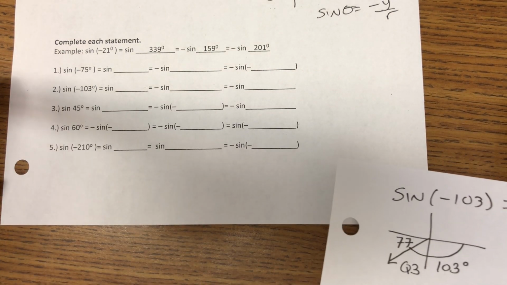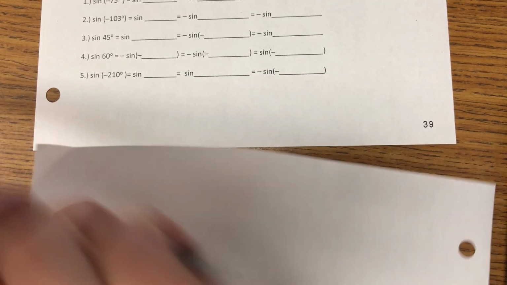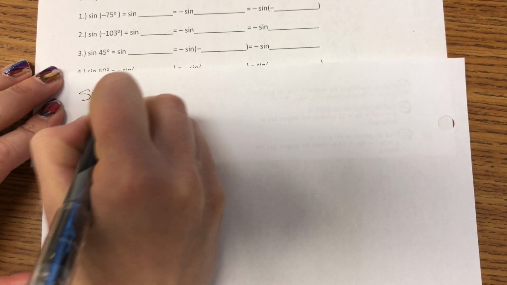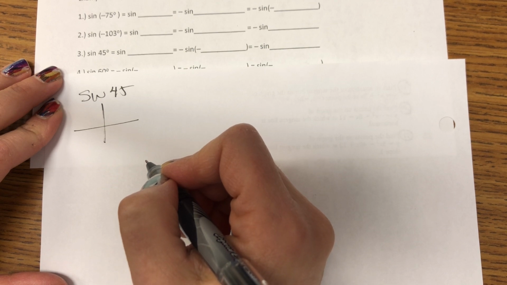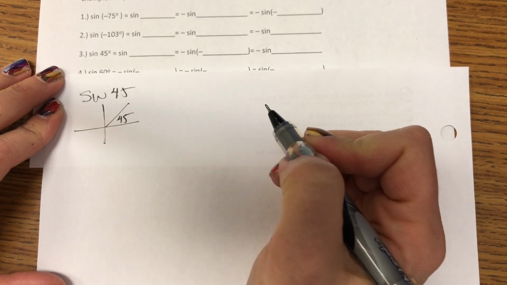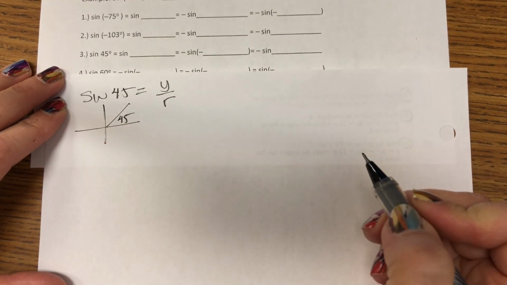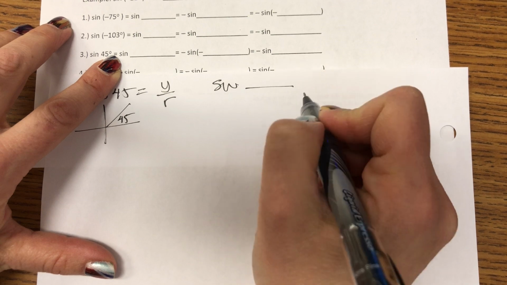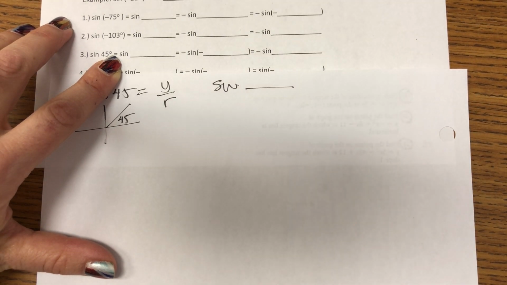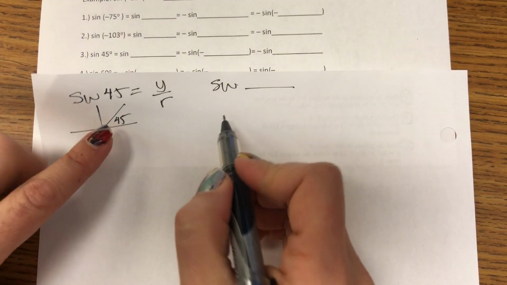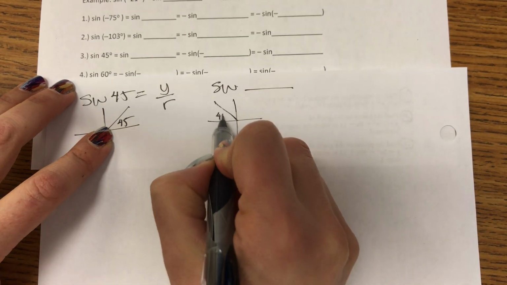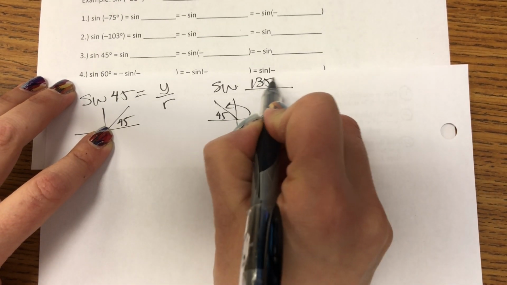All right, let's do one more. Let's do sine of 45. That is in the first quadrant. So this is a positive y over r. So when I do sine of the angle for the next blank, I need the other positive quadrant. So this angle is 135 degrees.